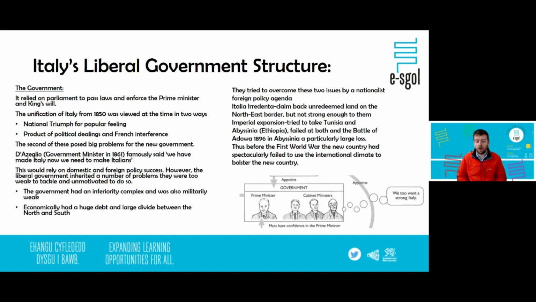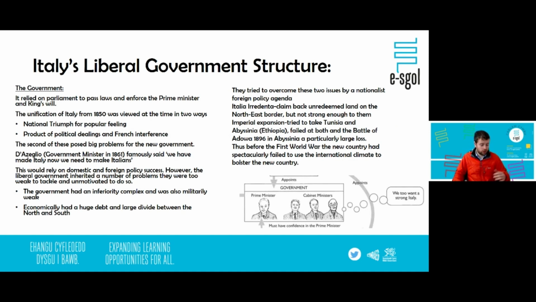They weren't relying on the votes from the South to be in power, because at first, at least, it was only 2% of the people that voted. Now, they tried to overcome these issues by a nationalist foreign policy agenda, and that was called Italia Irredenta. What they wanted to do, essentially, was claim back unredeemed land on the northeast border, but they weren't strong enough to be able to grab it themselves.